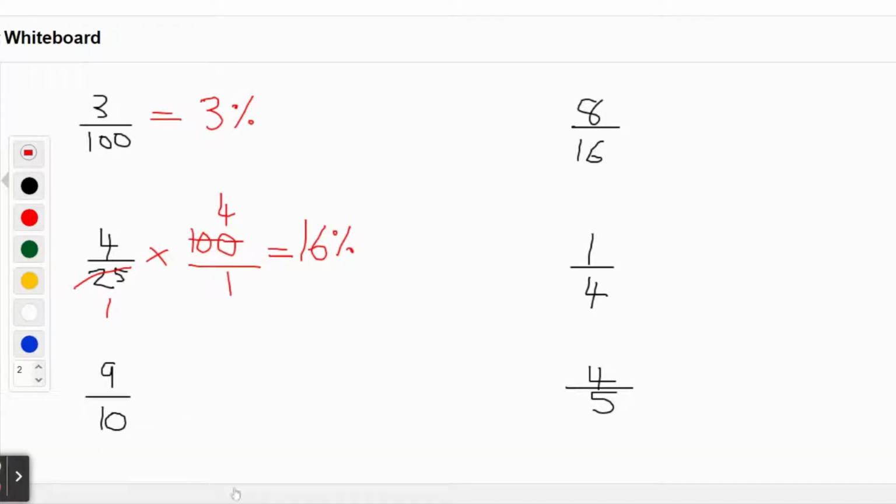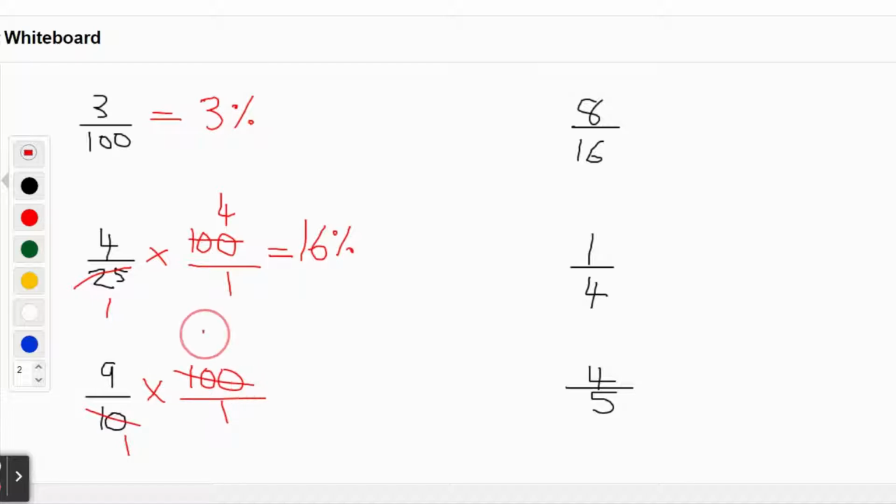For our next fraction, 9 over 10. Now, again, because this fraction is not out of 100, we're going to multiply it by 100 over 1 to get the percentage. Now, once we have that, we are going to try to see if we can simplify the numbers that we have to make them smaller.